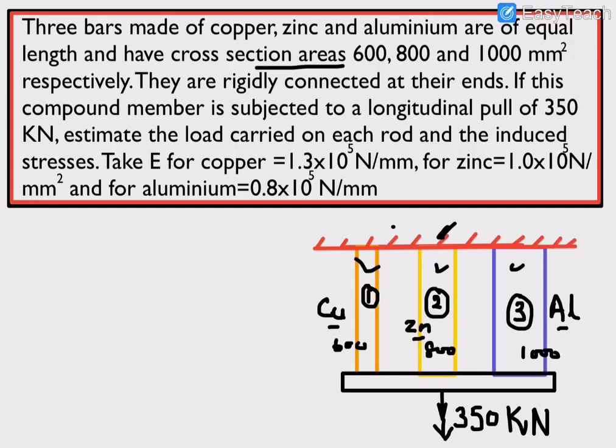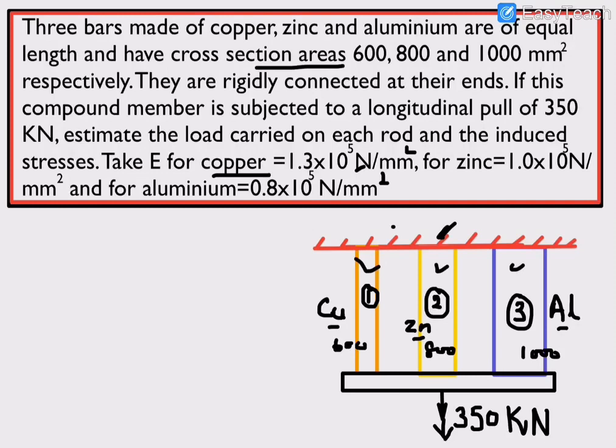Given is the Young's modulus of elasticity for all the materials in the question. For copper it is 1.3 into 10 to the power 5 Newton per mm square, zinc is 1 into 10 to the power 5 Newton per mm square, and aluminium is 0.8 into 10 to the power 5 Newton per mm square. Okay. Now we proceed step by step.